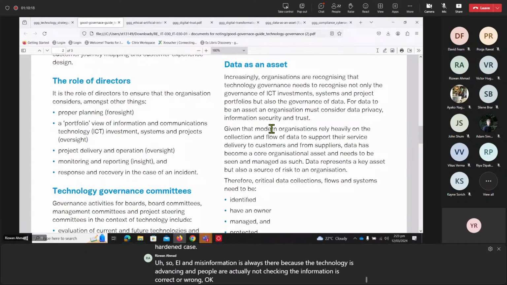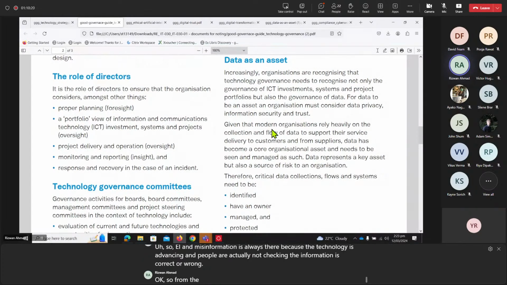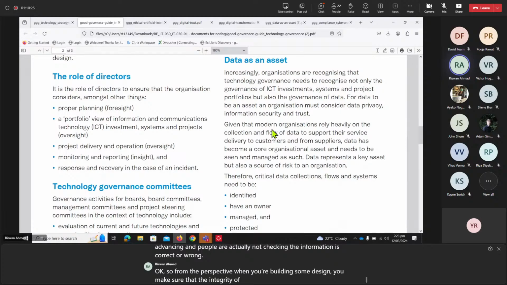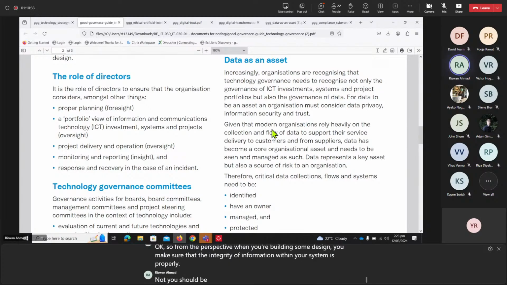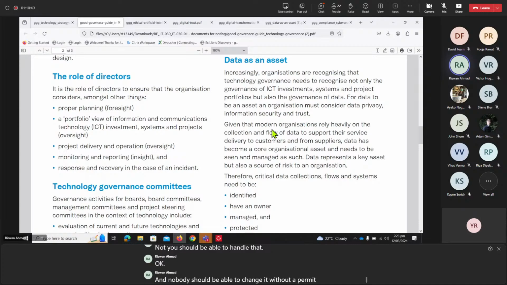Okay. So from the perspective of building a design, you make sure that the integrity of information within your system is properly done. You should be able to handle that. Okay. Nobody should be able to change it without permission.